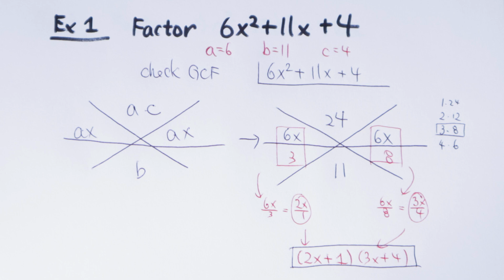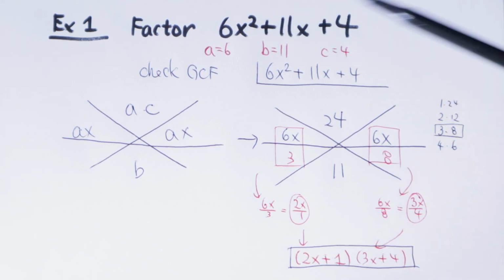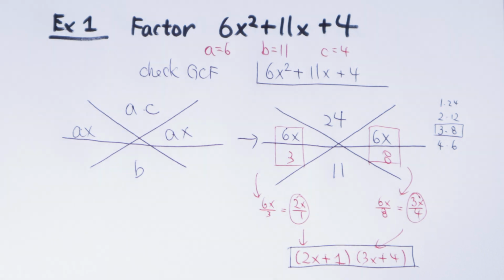How do you check that your answer is correct? Just do the box method or the distributive property and you'll get back the original problem. So that's the easiest way to check your answer.